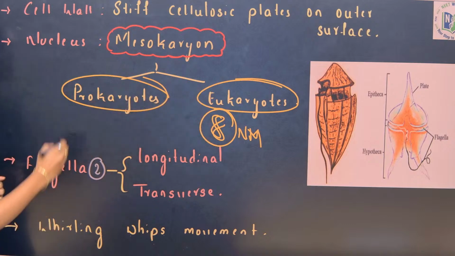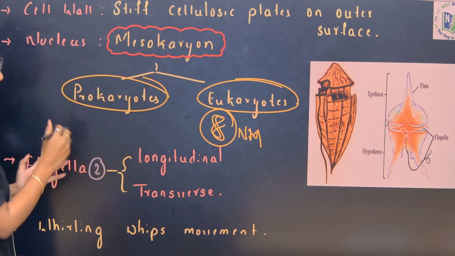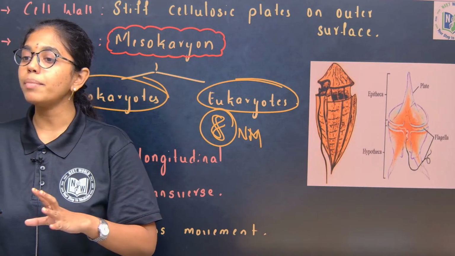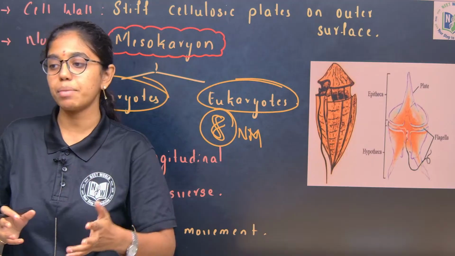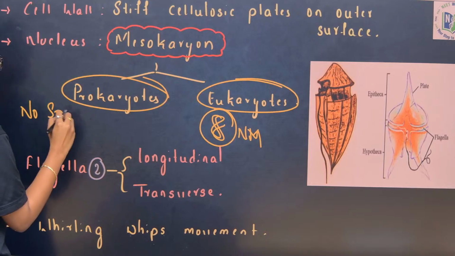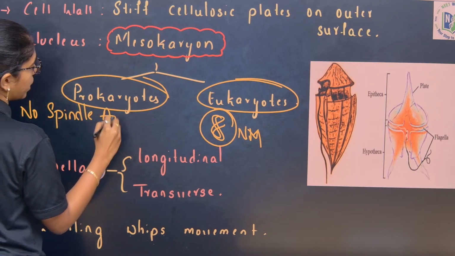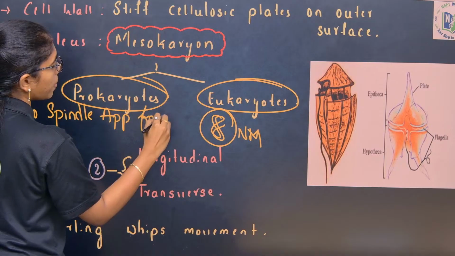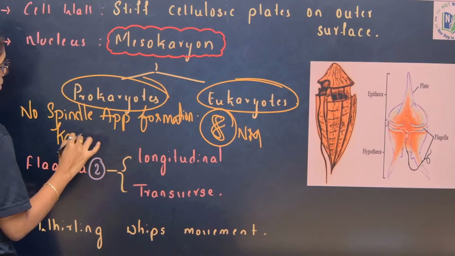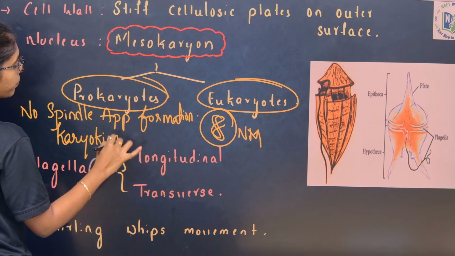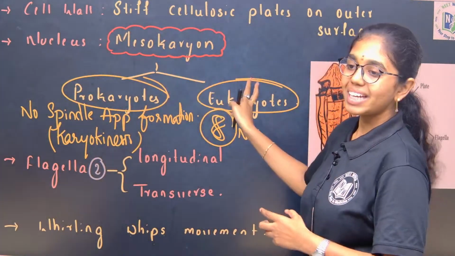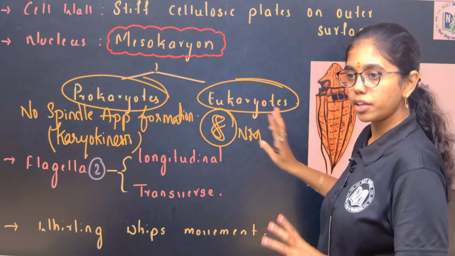It resembles prokaryotes in that, at the time of nuclear division, that is karyokinesis, there is no involvement of spindle apparatus formation. It is like amitosis only. No spindle apparatus formation at the time of karyokinesis. Clear, right? So, the nucleus is called mesokaryon because it shows properties resembling both prokaryotes and eukaryotes.